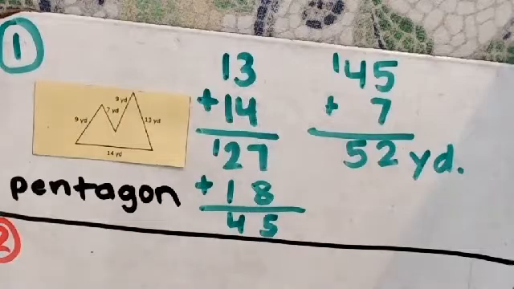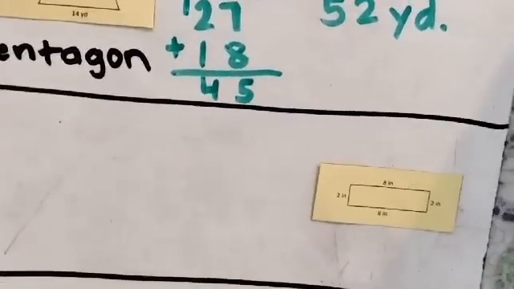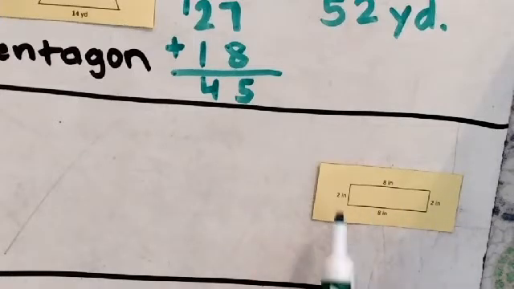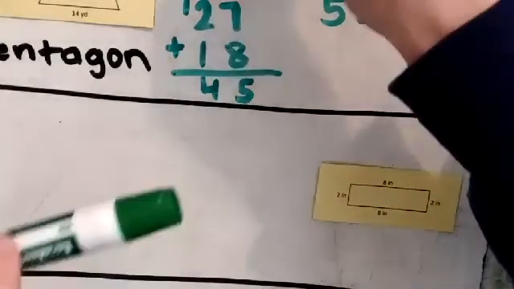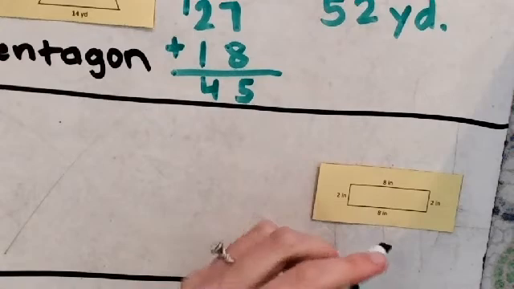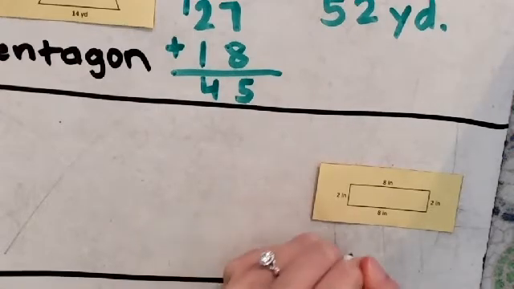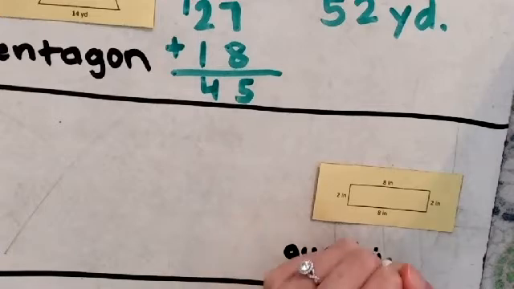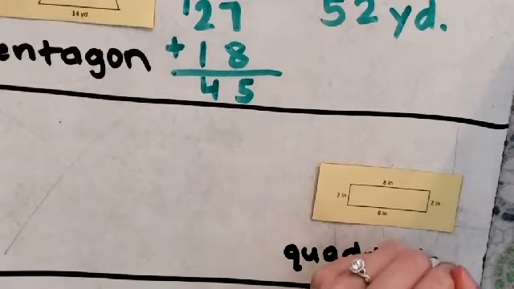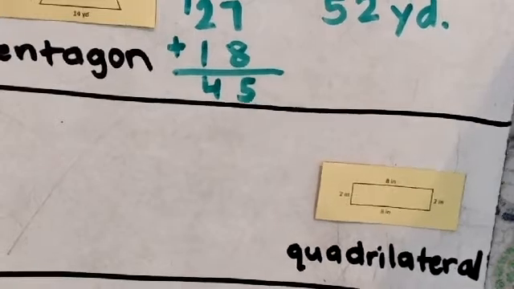Okay, let's move down to shape number 2. Here it is, right here. How many sides does this have? 4. That means this is called a quadrilateral, not a pentagon. Pause the video and say out loud, why is this a quadrilateral, not a pentagon? If you said because it has 4 sides, not 5, give yourself a pat on the back, good job.